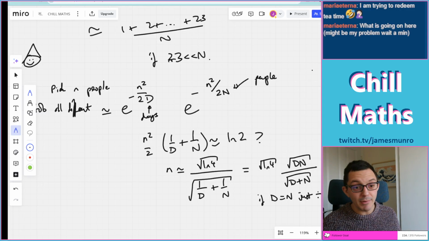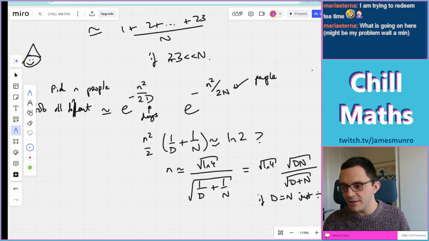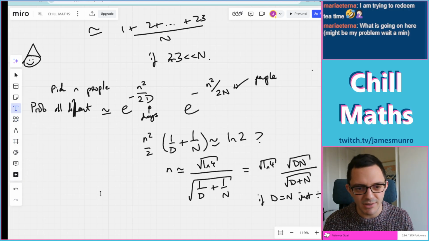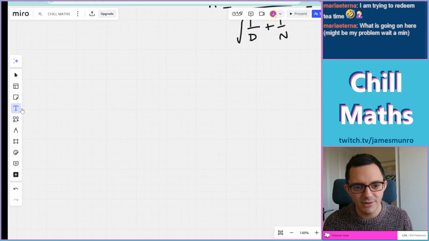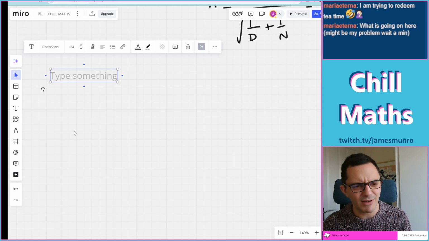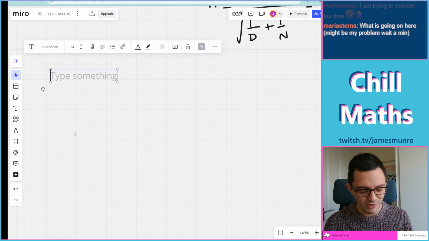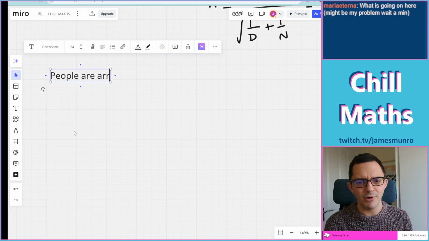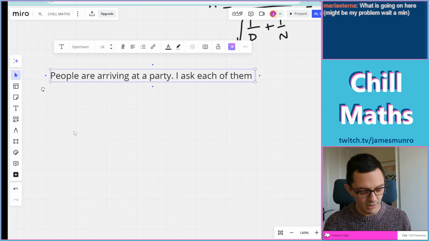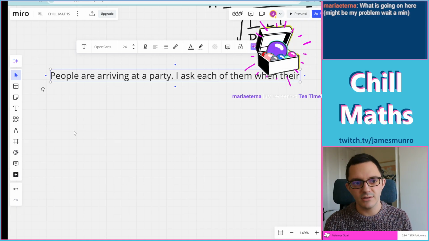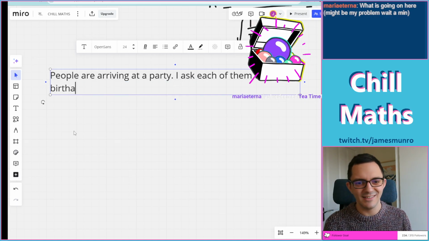So people arrive at your party, I'm going to type this up here. We're going to do tea in a second, but here's a sort of version of the problem that I think is good. So we're going to type it up and then go and have a tea break and think about whether we've actually solved it or not. So no twins anymore. People are arriving at a party. I ask each of them when their birthday is. There we go. Found the button.